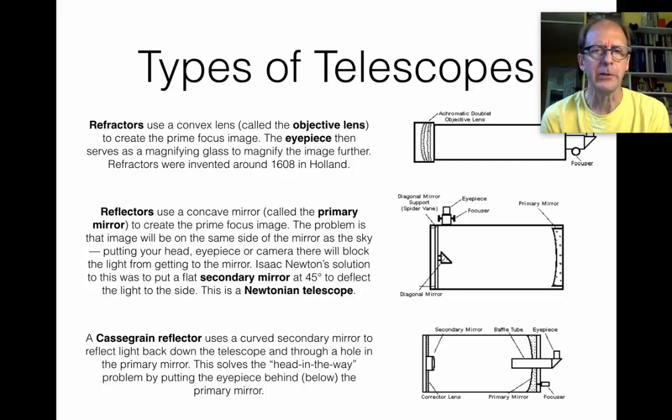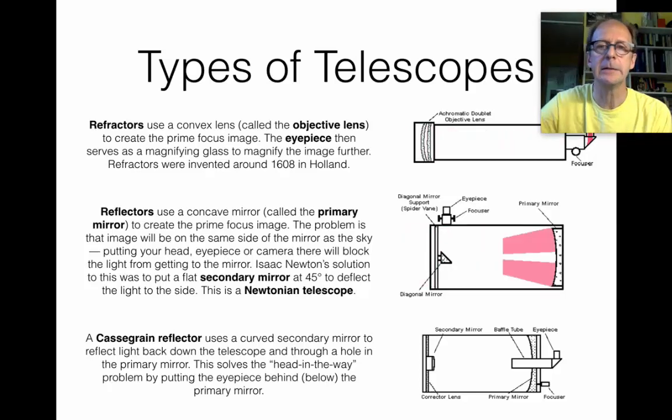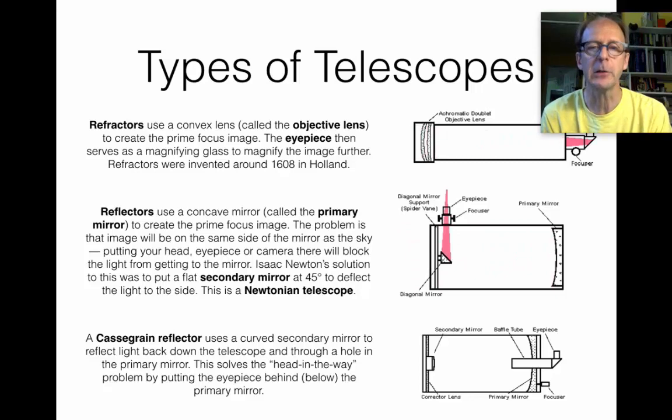Reflectors use mirrors, and there are two kinds of the most basic reflectors. The concave mirror here is called the primary mirror, and you have light coming from the sky. I forgot to show you the animation for the refractor. And then here's light coming in for the first reflector. This is called a Newtonian reflector.